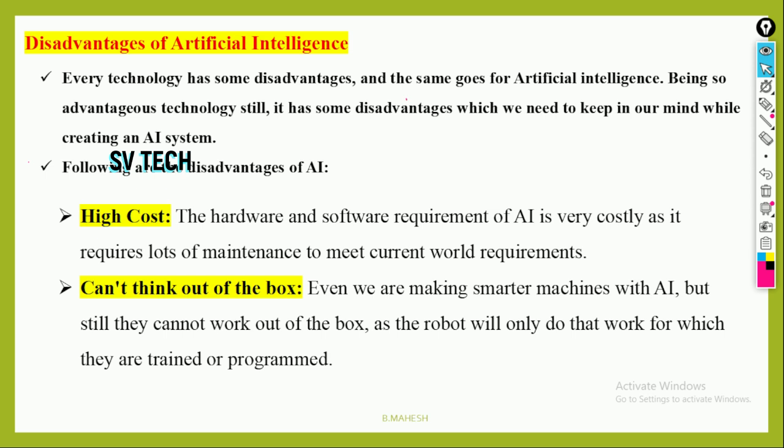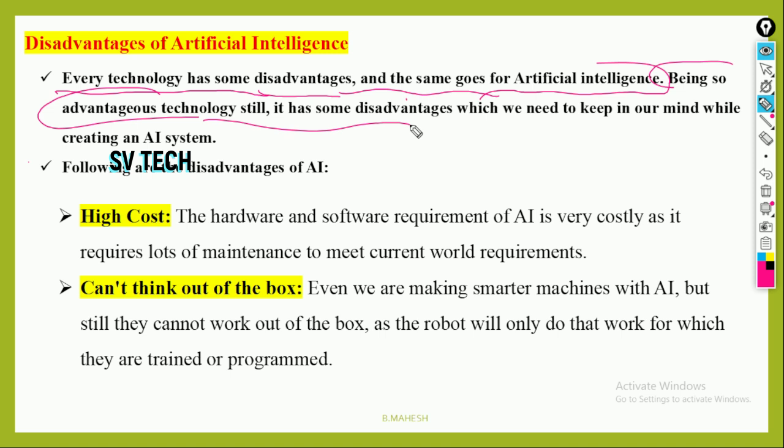As we have advantages, we have very few disadvantages in AI. Those are nothing but very high cost and cannot think out of the box. We will discuss these things now. Every technology has some disadvantages, and the same goes for artificial intelligence too. Being such an advantageous technology, still it has some disadvantages which we need to keep in mind while creating an AI system. So the first one is high cost.